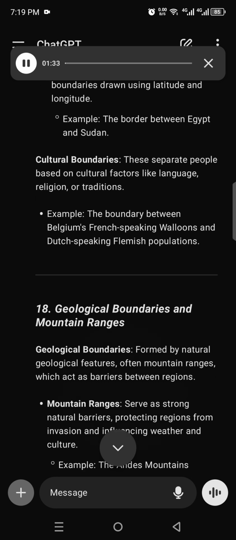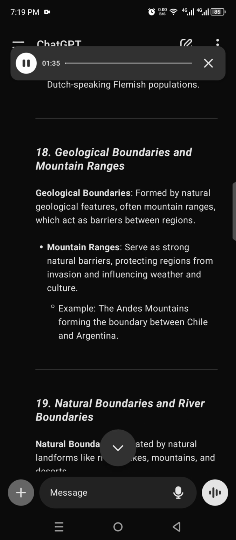18. Geological boundaries and mountain ranges. Geological boundaries are formed by natural geological features, often mountain ranges, which act as barriers between regions. Mountain ranges serve as strong natural barriers, protecting regions from invasion and influencing weather and culture. Example, the Andes Mountains forming the boundary between Chile and Argentina.